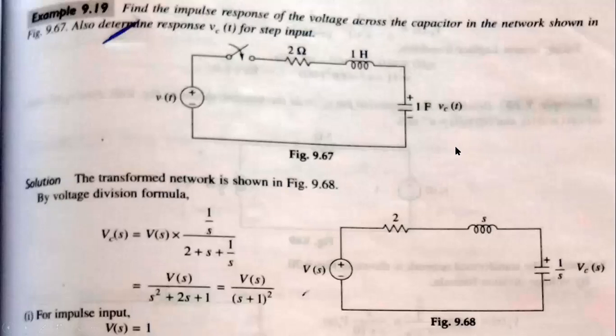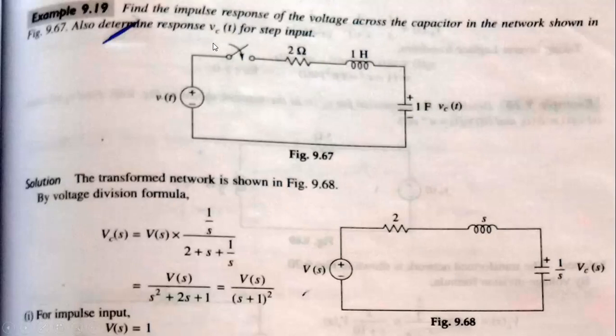Again, this is the series circuitry. In this case, RLC: 2 ohm, 1 Henry and 1 farad, with V of t applied. In the series circuit we are interested in the transformed circuit: 2 will be as it is, L of s, L is 1, so s will be as it is, and 1 by s. Here, what they are asking is to determine the response of VC of t.